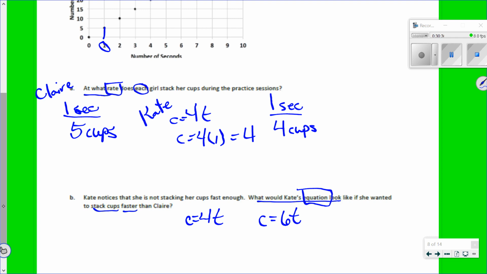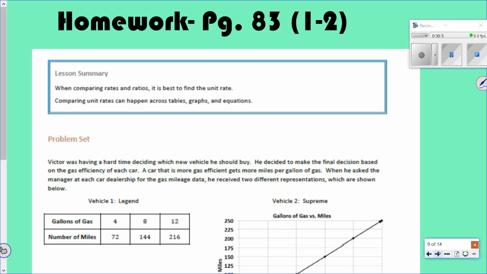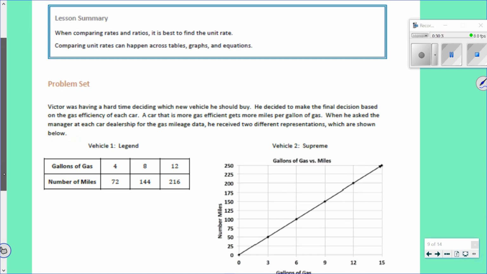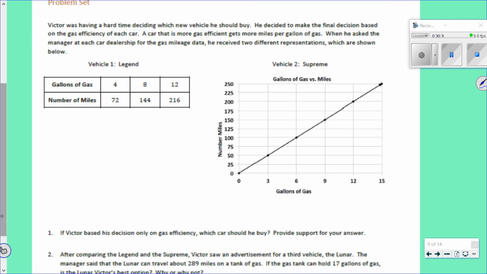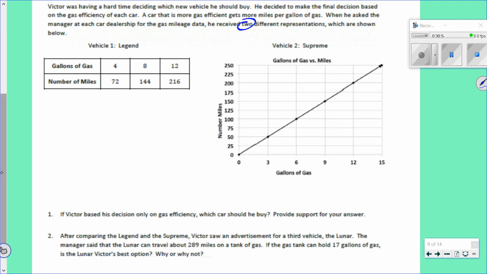Okay. Go ahead and turn the page. There is your first page of homework. It should look very similar. We did a problem just like this with the sports cycles, right? So our first one, we're taking a Legend and Supreme. Here's one of the keys. You see two different representations shown below. If he based it on gas efficiency, which car should he buy? So if I'm going to compare a table and a graph, what's my first option, the easiest way?